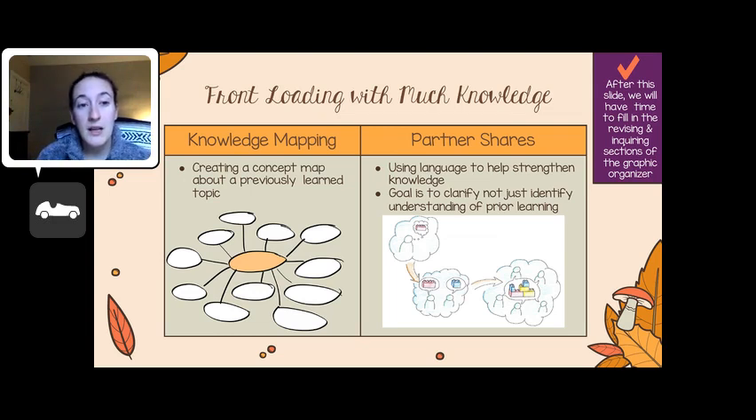So the first one we're going to look at is knowledge mapping. Knowledge mapping is best done if they're in a group or a partner setting. Knowledge mapping engages students in a concept map. So the picture that's on the slide is one that we can think of when we think of knowledge mapping.